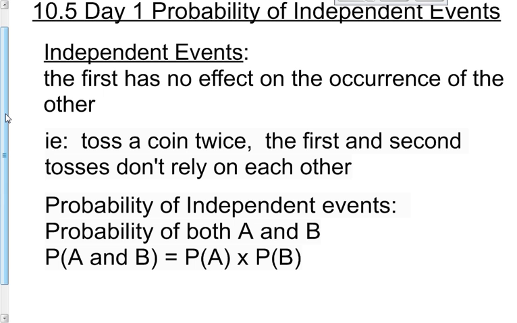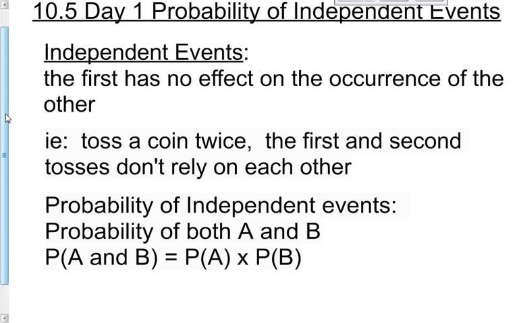I could roll a dice. The first time I roll a dice, I have an equally likely chance to get any number on that dice. I walk over, pick it up, and roll the dice again. I could get any one of those numbers again. So rolling the dice the second time, that answer is not dependent at all on what I got the first time. Those are called independent events.